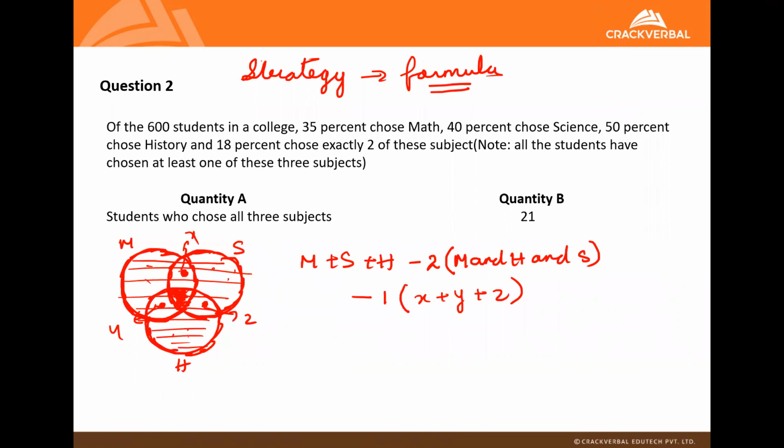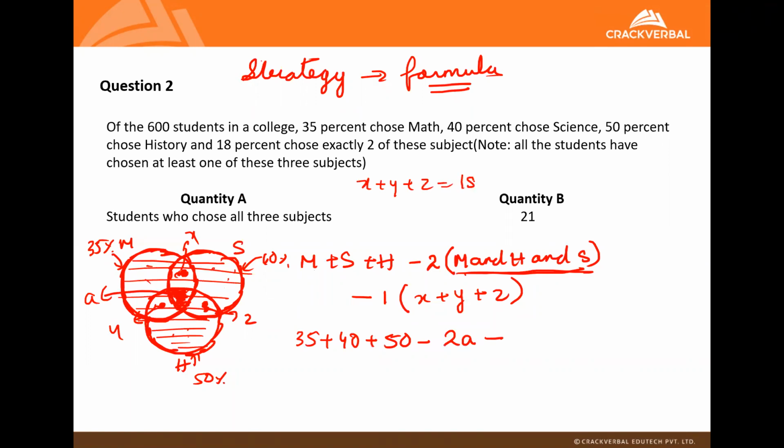So if I understand the question this way, the question becomes very simple to solve because what I've got here is this is 35%, this is 40%, and this is 50%. So M plus S plus H is going to be 35 plus 40 plus 50. So I've taken all the 3 circles together, I've added them up. And remember, I've considered the overall intersection 3 times. So I'm going to keep the overall intersection here to be A. So I'm going to subtract 2A out of it because I've included A 3 times. And I'm also going to subtract this region, and this region once. And X plus Y plus Z in the question is given to me as 18%.